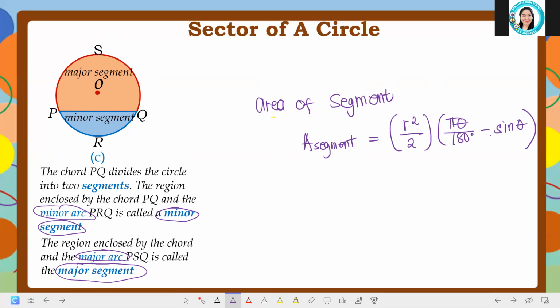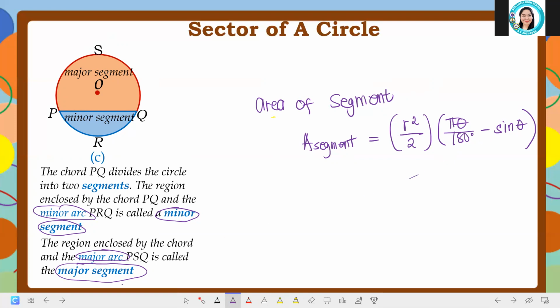So you need to use a calculator for you to solve for the sine theta. Para hindi kayo mahirapan, click nyo lang yung button na sine, then lagay nyo 90. Kung 90 yung measure ng angle, kung 40, lagay nyo sine 40 and so on.